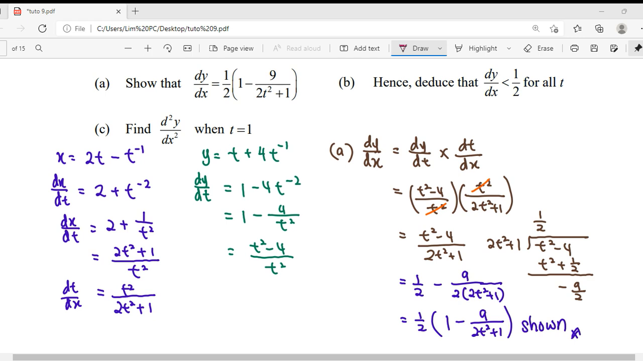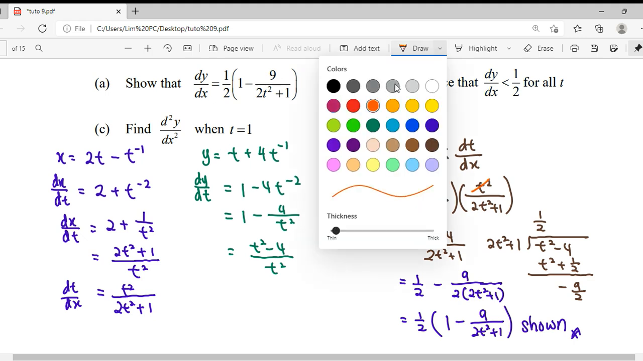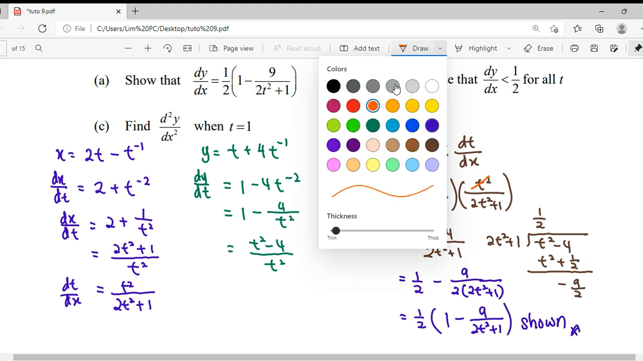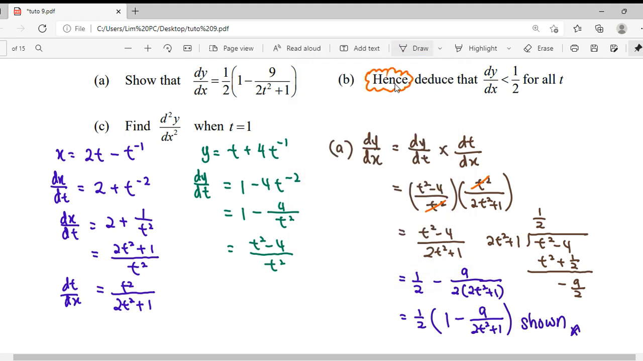Okay, so we continue with part B. Look at part B here. They say "hence". When we have a keyword here, "hence", this is a very important keyword. This keyword indicates that you have to use the previous result. Our previous result is part A. So I have to use this result.